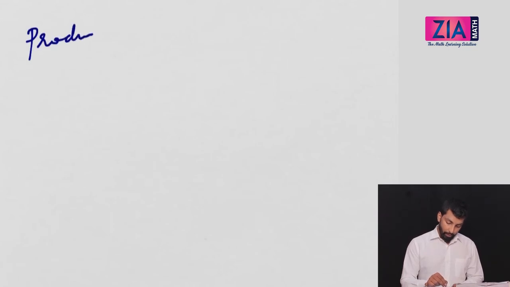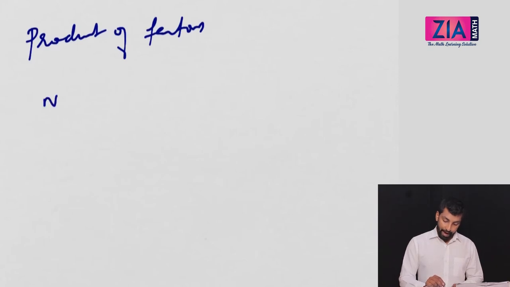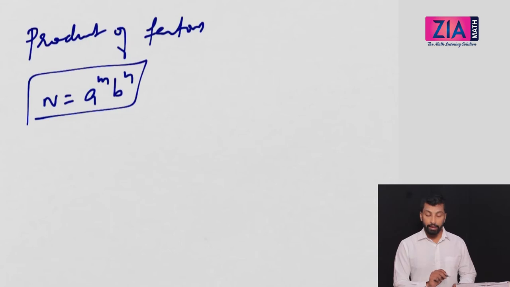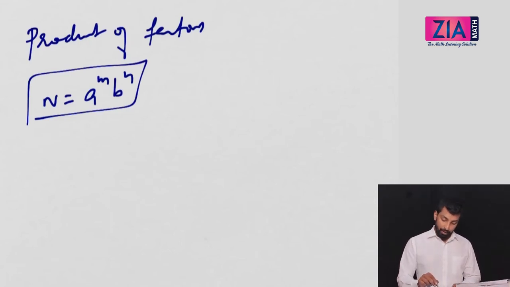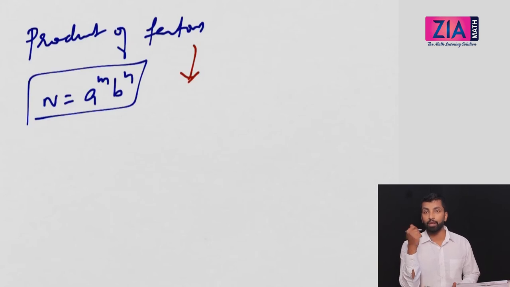Now similarly, the next question is product of factors, right? So product of factors. See, if you can write N as a raised to m, b raised to n, this is your N, right? So the product of factors will be, now the formula looks very difficult, but I'll try to simplify it so that you will not forget it.